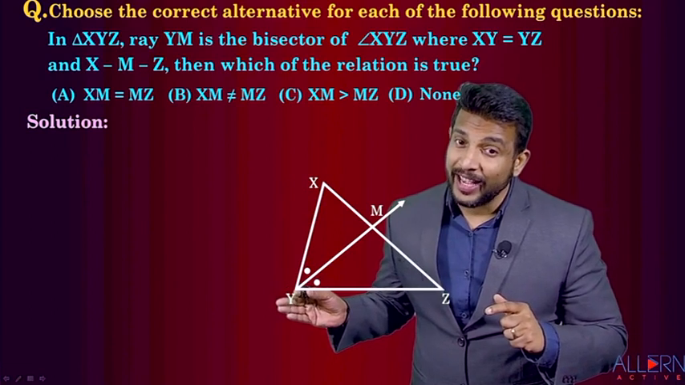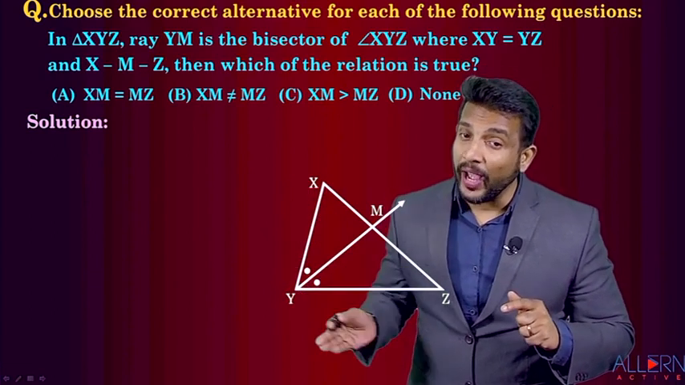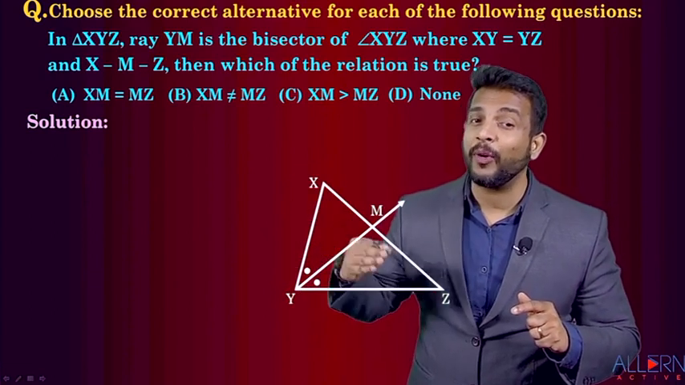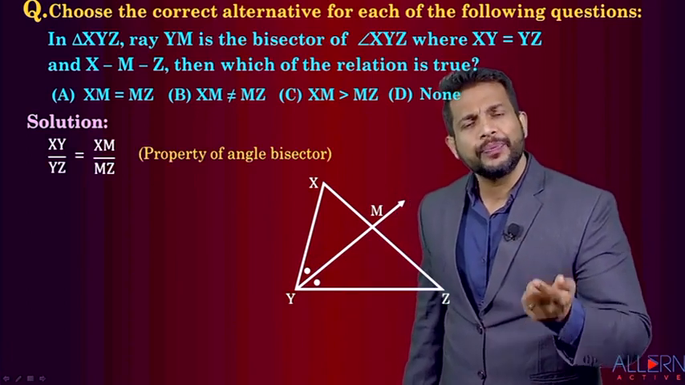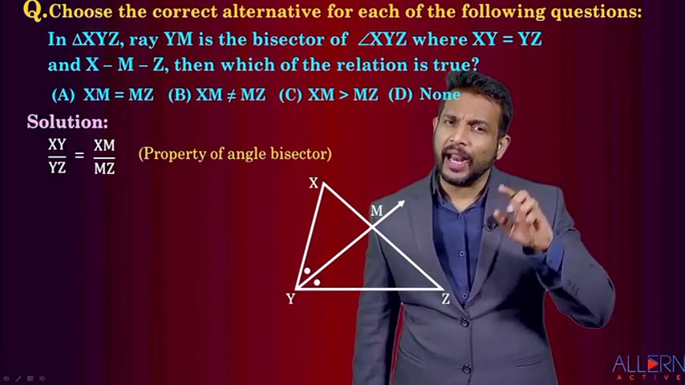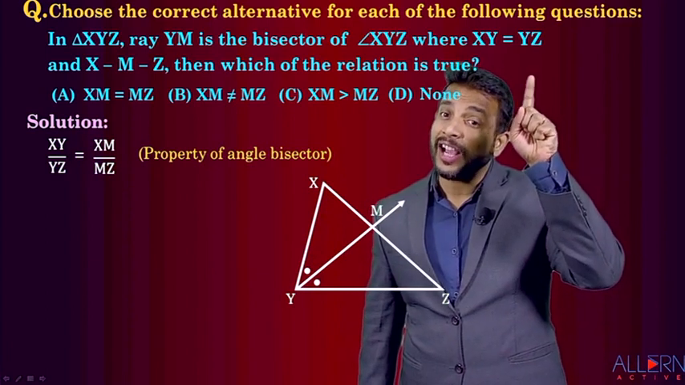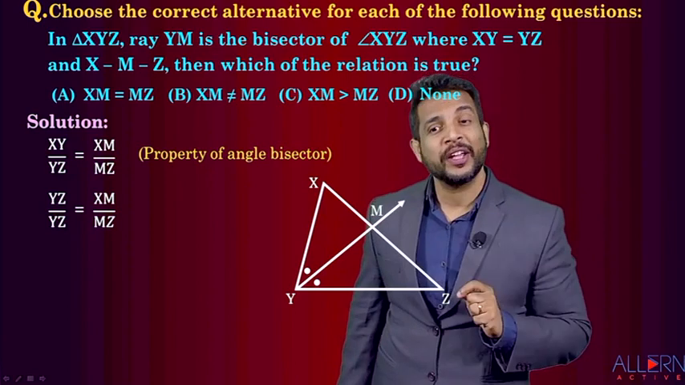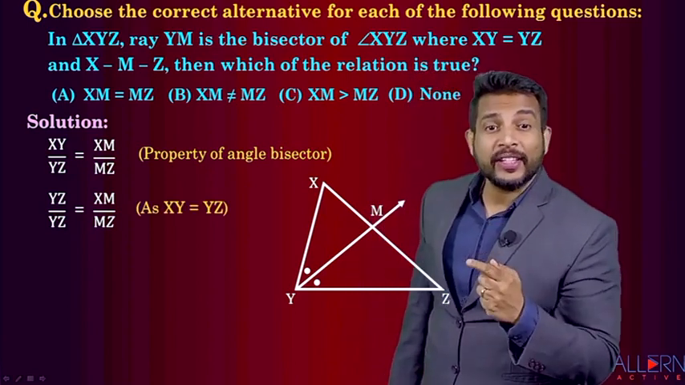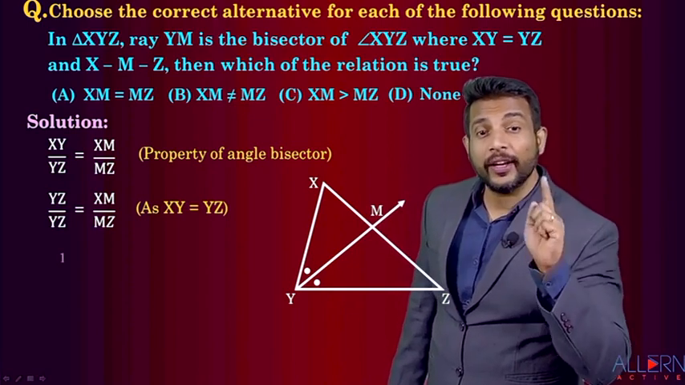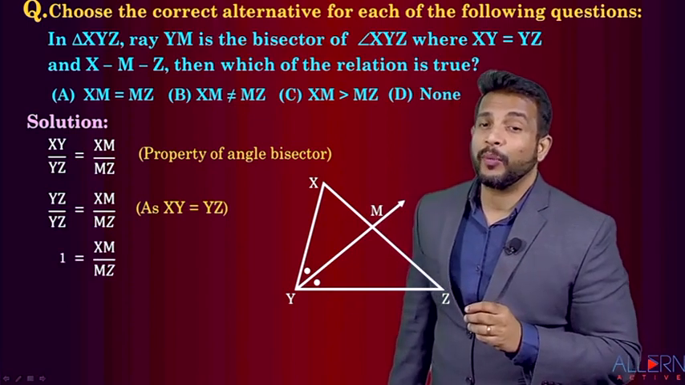So we can say, yes, we can say YX upon YZ is equal to XM upon MZ. So that is what you write, right? Property of angle bisector of a triangle. But one thing we know in the sum that XY and YZ both are equal. So instead of XY, can we write YZ? Yes, we wrote reason is because XY is equal to YZ. Now YZ upon YZ gets cancelled. What do we get? 1. So we get 1 is equal to XM upon MZ.